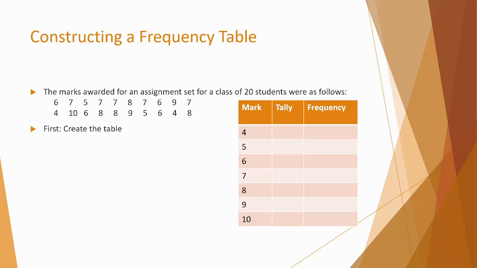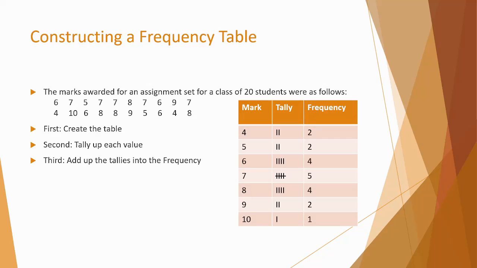So next I'm going to go through and I'll mark where 6 is, and then 7, and so on until I get all the tallies marked in there. And then finally I'm going to use those tallies to create my frequencies, and I can just see the numbers there. So this could be a question in your book.